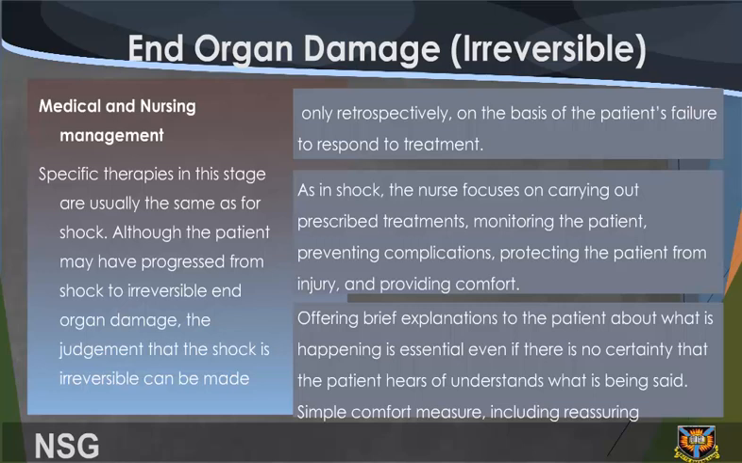Specific therapies in this stage are usually the same as for shock, although the patients may have progressed from shock to irreversible end organ damage. The judgment that the shock is irreversible can be made only retrospectively, on the basis of the patient's failure to respond to treatment. As in shock, the nurse focuses on carrying out prescribed treatment, monitoring the patient, preventing complications, protecting the patient from injury, and providing comfort.